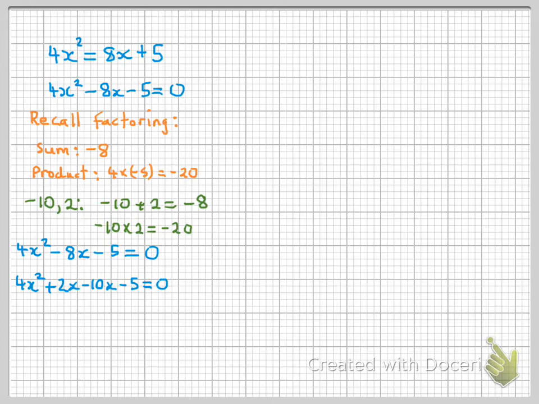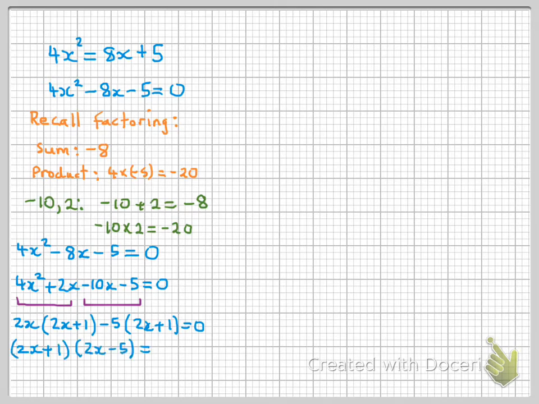So our original equation, 4x squared minus 8x minus 5 equals 0, is the same thing as 4x squared plus 2x minus 10x minus 5 equals 0. We can then pair these up like we did when we were talking about factoring, and the greatest common factor for the first two terms, we will factor that out, and we'll do the same thing for the second pair of terms. And you can see now that 2x plus 1 is a common factor. We can rewrite that, and we will obtain 2x plus 1 times 2x minus 5 equals 0. So we have now factored the left side of the equation.